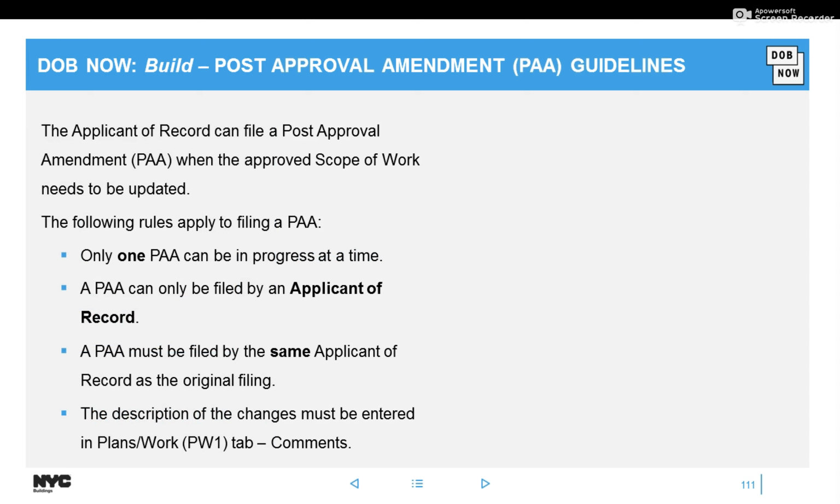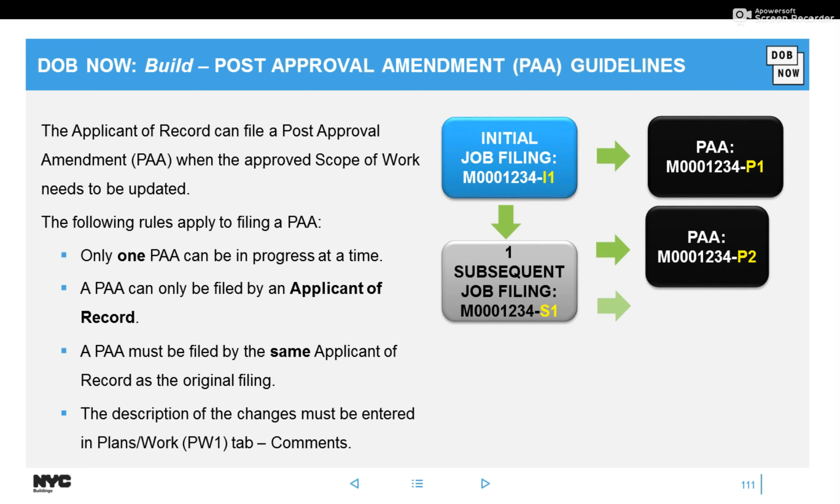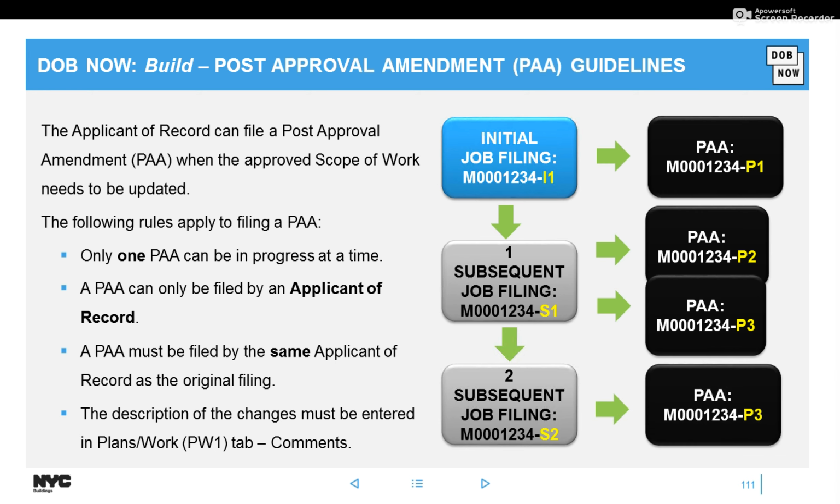And when I was doing the demo, I told you that the comments must be entered in that last section of the PW1. I have a little cartoon here as well to help explain that you could do multiple PAAs within job filings. So here I have my initial job filing. I did a PAA on that. It said P1. The job filing number didn't change. Once that was approved, I did a subsequent, and I did 2 PAAs onto that. And then I did a second subsequent, and I did another PAA onto that.